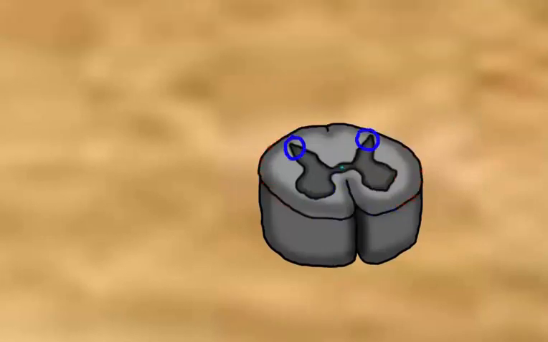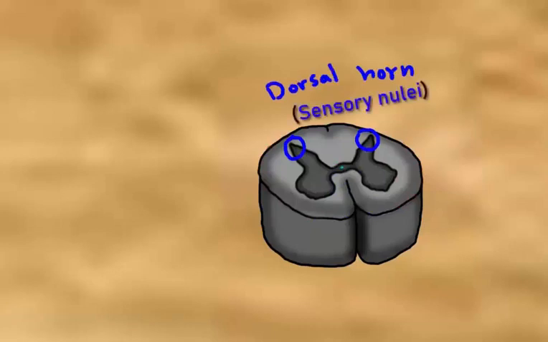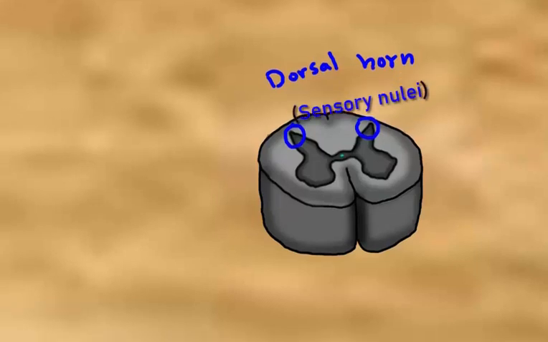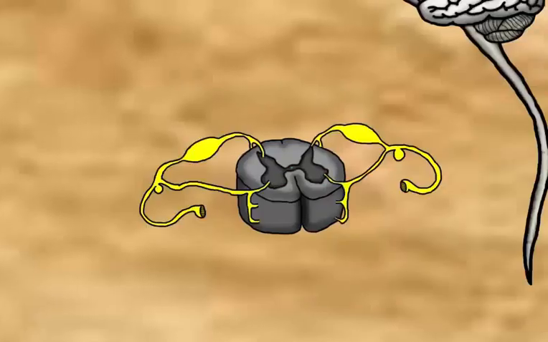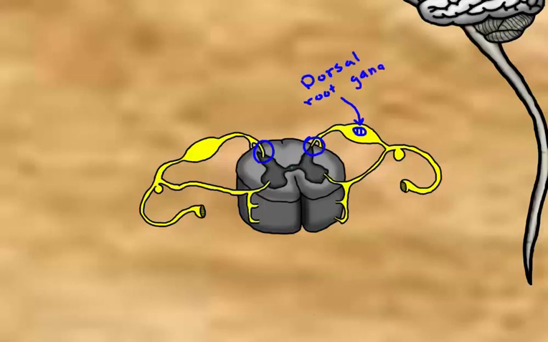The gray matter of the spinal cord has a dorsal horn primarily containing sensory nuclei and a ventral horn mainly composed of motor nuclei. Nerve fibers leaving the dorsal horn are sensory afferent fibers, and they have a ganglia outside of the spinal cord called the dorsal root ganglia, which is the pathway for some important sensory tracts.